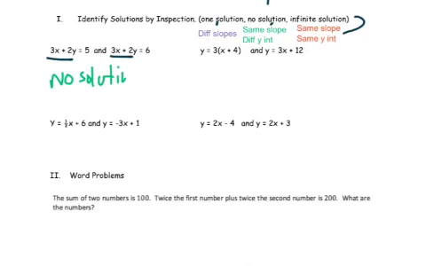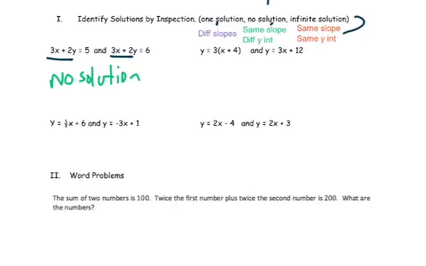Now I could go through and put it in slope-intercept form and look at the slopes and y-intercepts, but when I look at this one quickly, I can eyeball it. Again, the left side, 3x plus 2y equals 5. Here, the 3x plus 2y equals 6. That doesn't make sense. That would be like saying x equals 5 on this side, x equals 6 over here. And it just doesn't make sense. Okay, so take a look at the next one.